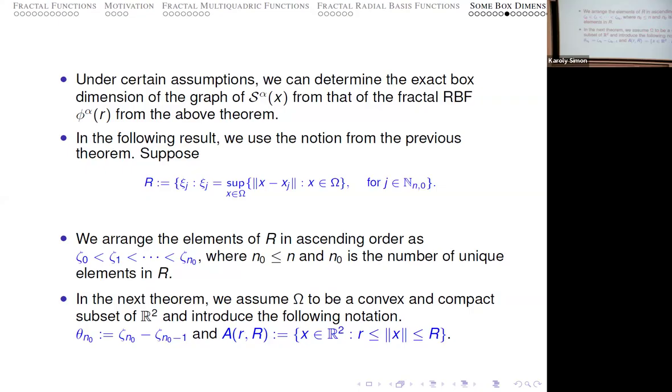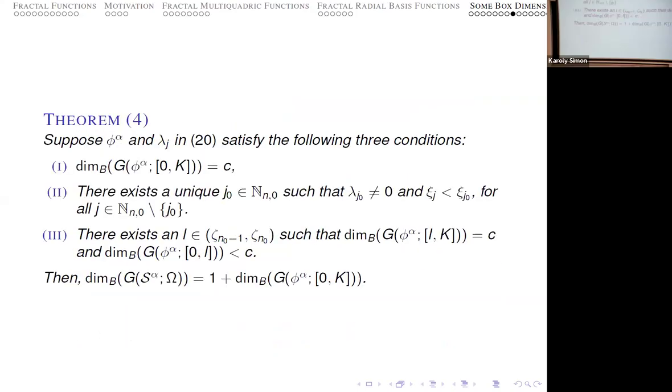In this, we assume this domain to be a convex and compact subset of R2, and we introduce the annulus here. In particular, theta n 0 equal to zeta n 0 minus zeta n 0 minus 1. This n 0 is important because it plays an important role in calculating the lower box dimension. So here we put some conditions so that the upper box dimension and lower box dimension will be the same. Suppose phi alpha and lambda j satisfy the following three conditions. So the dimension of this, 0 to k, this function has to be small phi alpha, this has to be c.